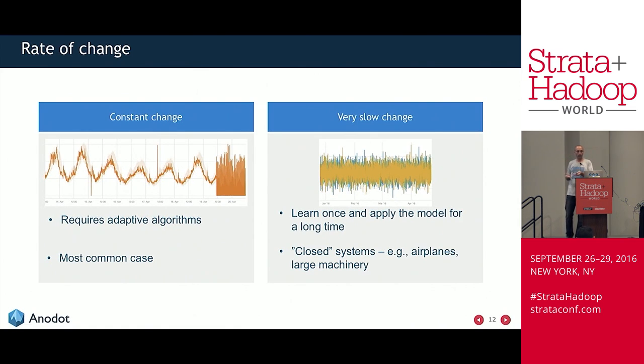The other way, where things change very slowly or not at all, those are usually closed systems like airplanes or machines that you built once and they hardly change or change very, very slowly. Then you can collect some data in the beginning for some period of time that you think is sufficient, learn from it what is normal, and then apply that model and not update it until the next release of an Airbus plane or anything like that. Obviously if you don't need to be adaptive, you can learn once and apply the model for a long, long time.